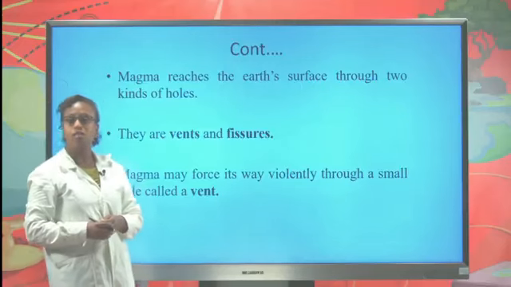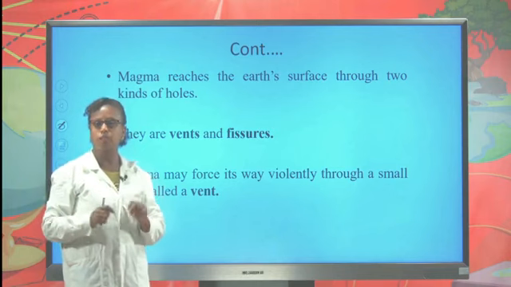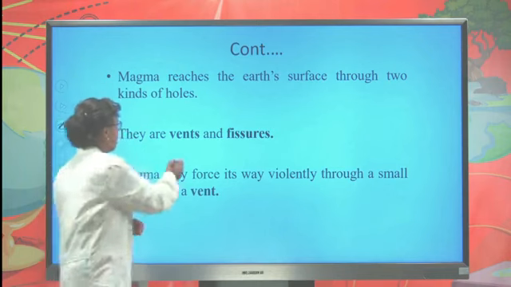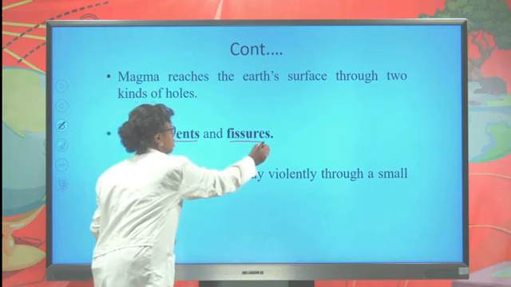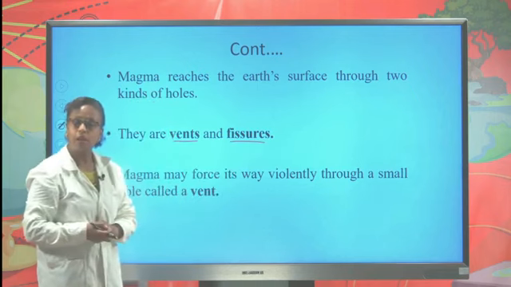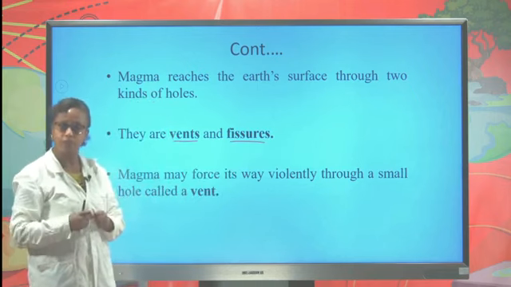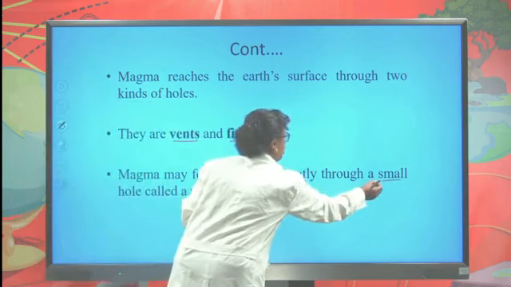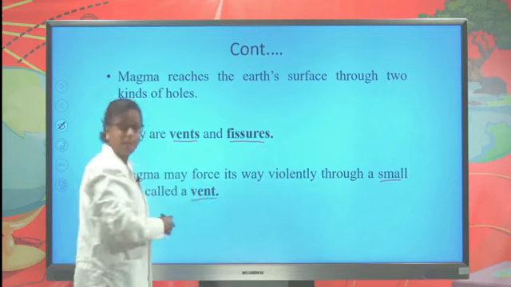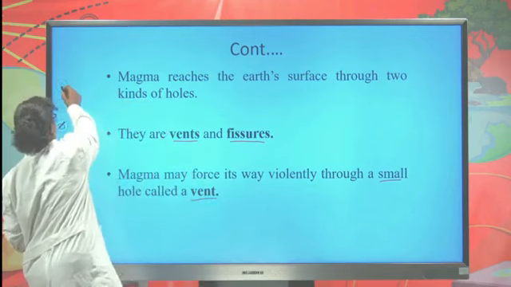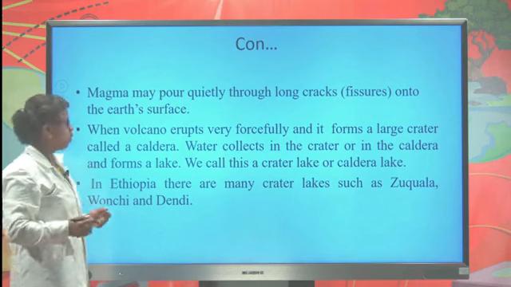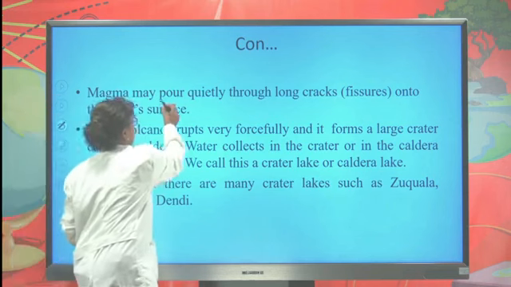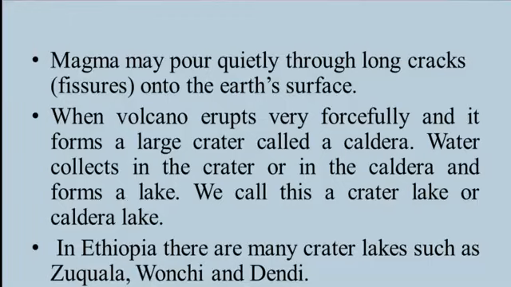Magma reaches out of the surface through two different openings. They are vents and fissures. When the magma forcefully comes out to the surface through a small hole, we call this hole a vent. Whereas when the magma comes out or pours quietly through a large crack, we call this crack or hole a fissure.